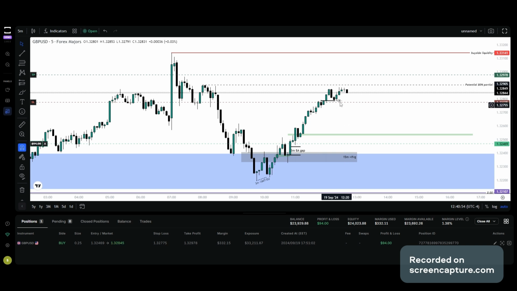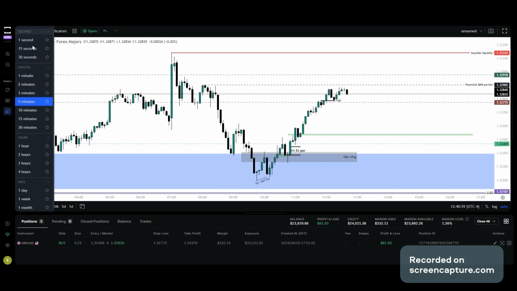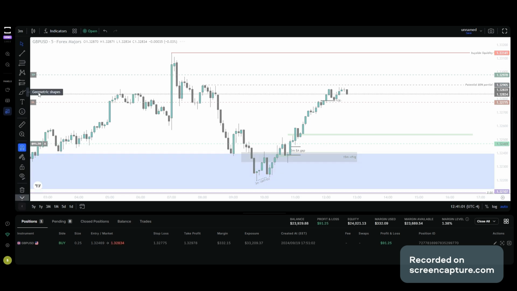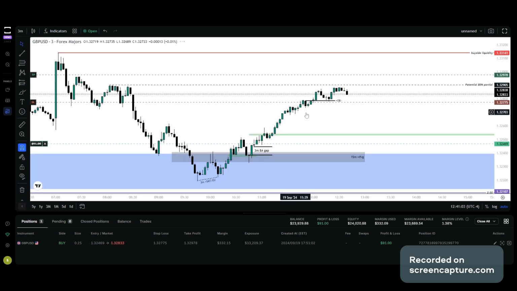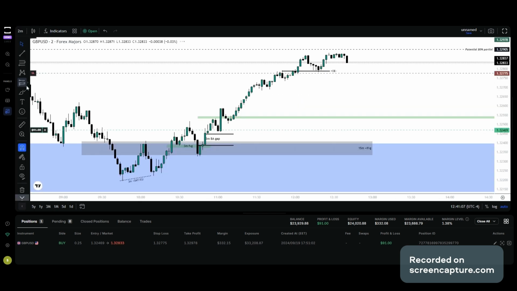Okay, so let's see if I can find a level that I want to see it respect. 2 minute. It looks like it may just start to break down here. I may go ahead and pull 80% and then just move my stop here.